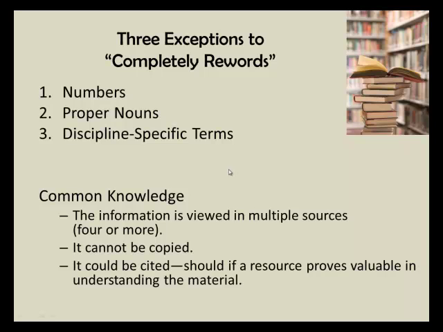Okay, so I told you that there would be some exceptions to completely rewording from the previous slides on paraphrasing. The exceptions to the rule would be when you have numbers. And so you're not going to change the number 59% from numbers to letters, or spelling out that particular number. You're not going to do that. That would be silly. It'd be ridiculous. So making sure that the numbers are preserved is just fine.